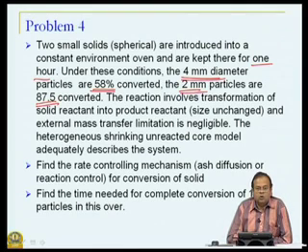The reaction involves transformation of a solid reactant into product, the size is unchanged, and external mass transfer limitation is negligible. The heterogeneous shrinking unreacted core model is adequate. Find the rate controlling mechanism, ash diffusion or reaction control, and find the time required for complete conversion of the particle in this oven.